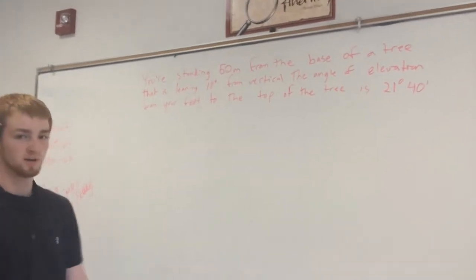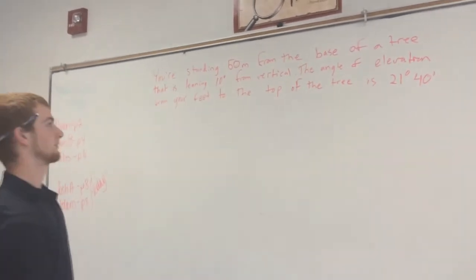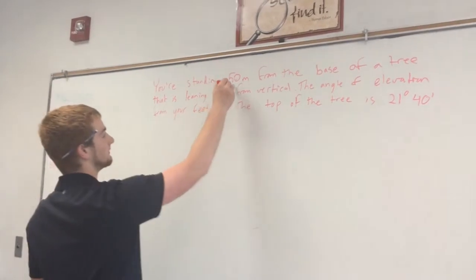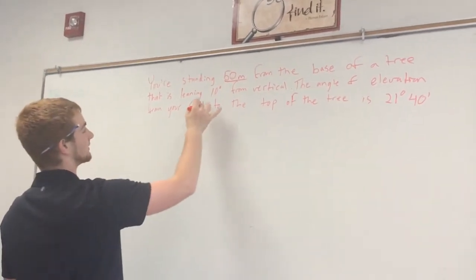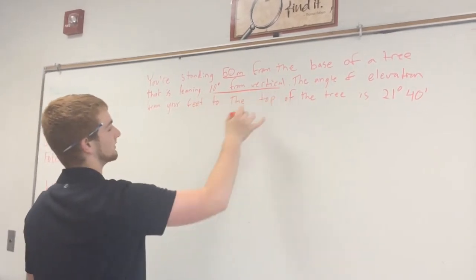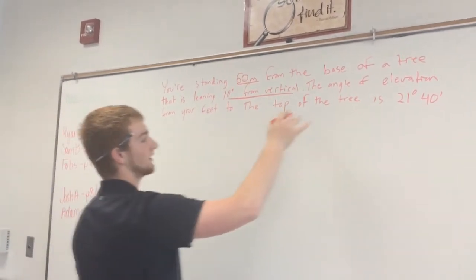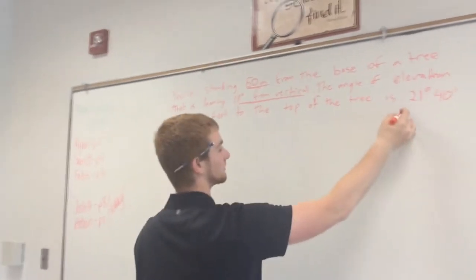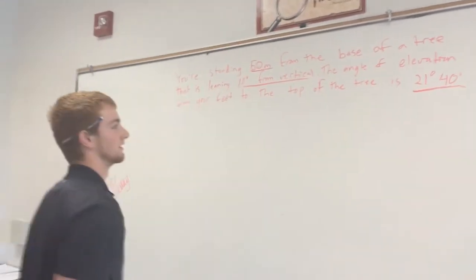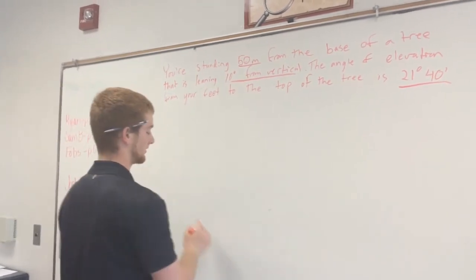Okay, so here we have a word problem. And what I'm going to do is read it, and as I read it, I'm going to underline the key information. So I'm standing 50 meters from the base of a tree that is leaning 10 degrees from vertical. The angle of elevation from your feet to the top of the tree is 21 degrees and 40 minutes. Okay, so from that information, we can draw a triangle.